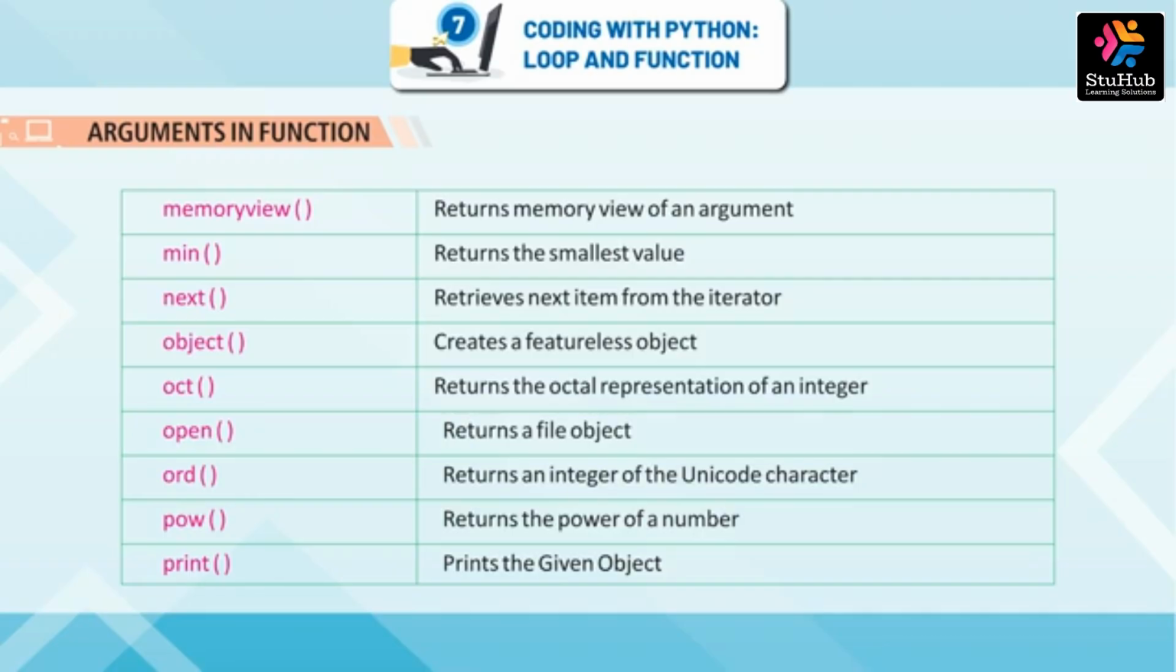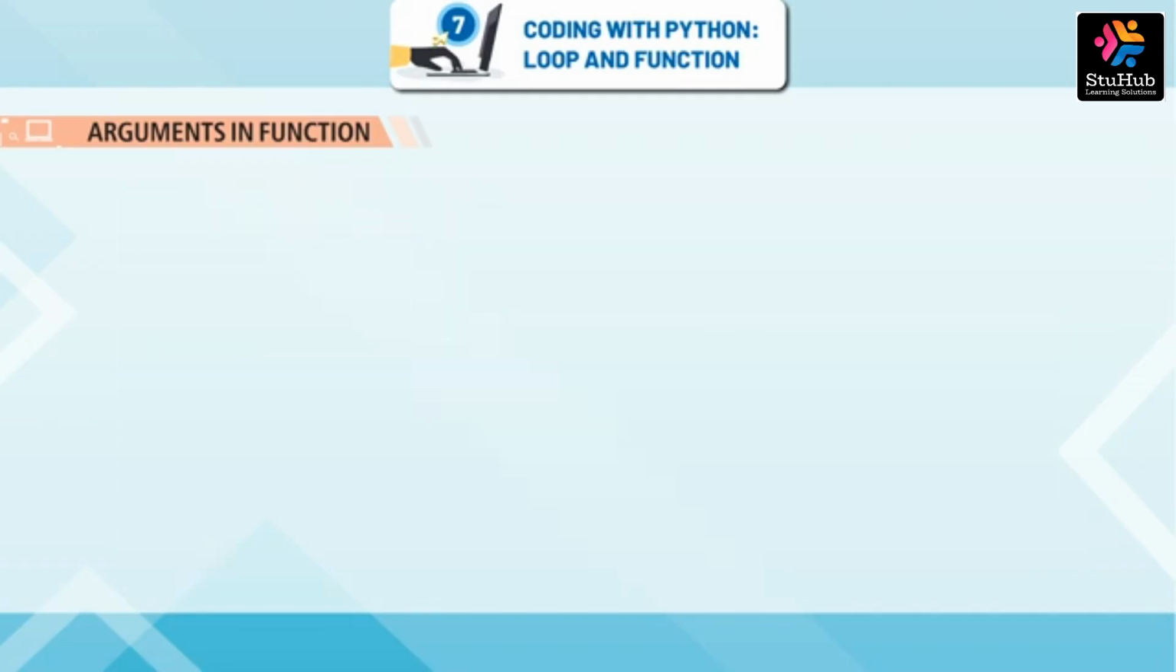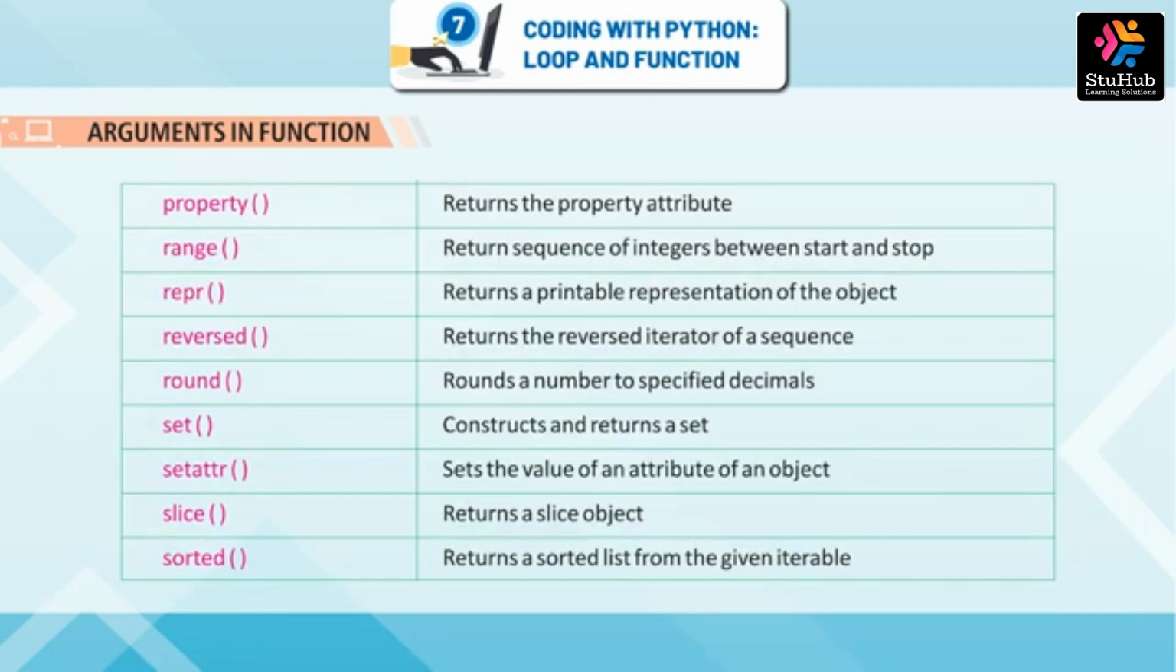pow returns the power of a number. print prints the given object. property returns the property attribute. range returns a sequence of integers between start and stop. repr returns a printable representation of the object. reversed returns the reversed iterator of a sequence. round rounds a number to specified decimals.